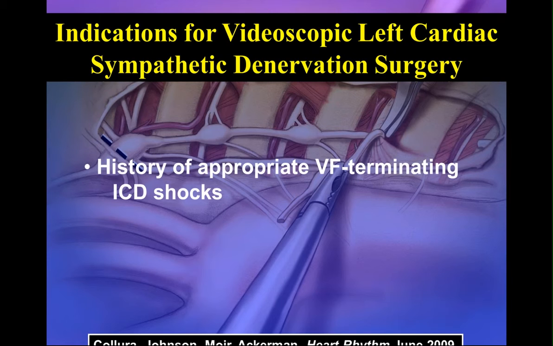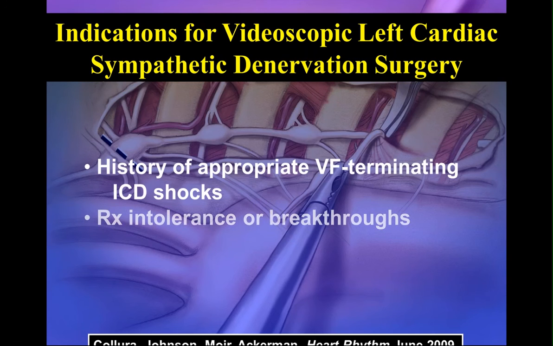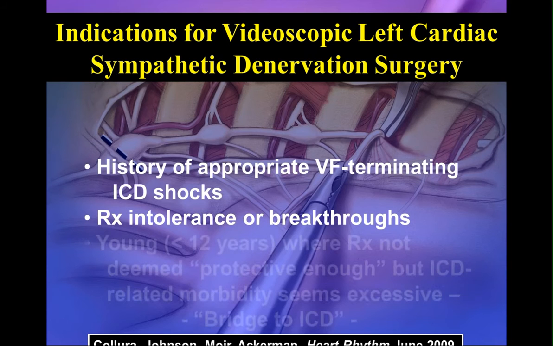If they've had appropriate VF terminating shocks, we should stop telling them that's why they got the box and just continue. We need to try to work really hard to make the next shock as unlikely as possible. And after one appropriate shock, we're thinking about candidacy for denervation. As mentioned, if they hate their beta blocker or they just had a faint on beta blocker, I think denervation makes far more sense than a prophylactic ICD.